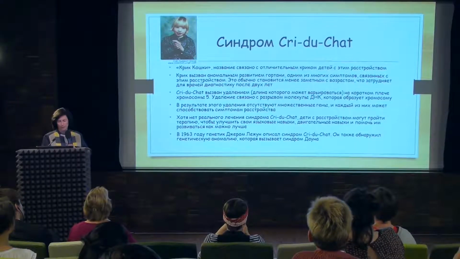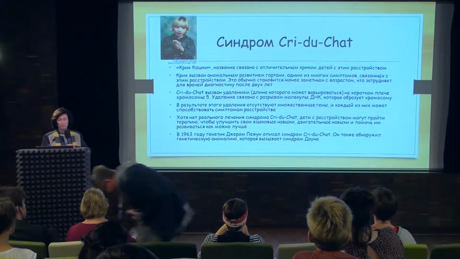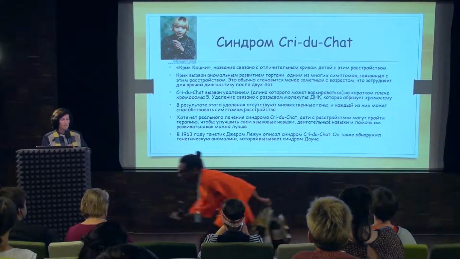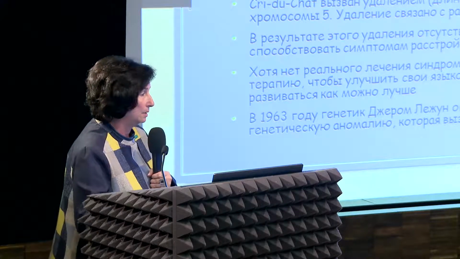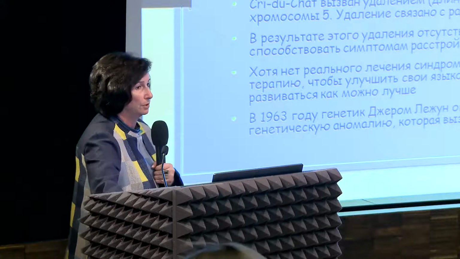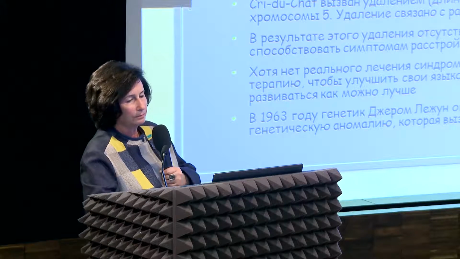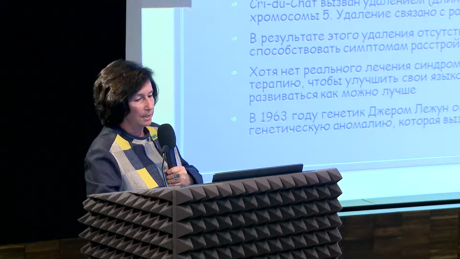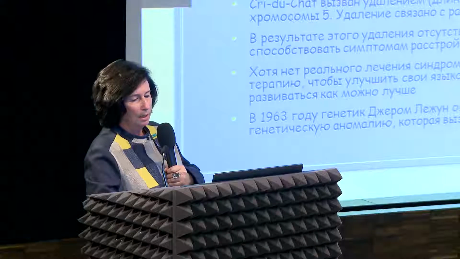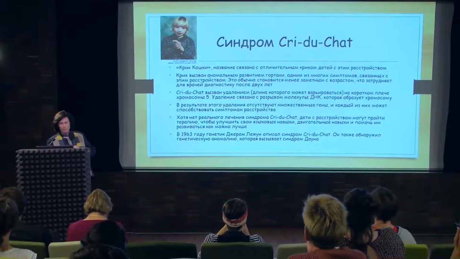Another interesting disease discovered by Jérôme Lejeune, the cri du chat syndrome, the syndrome of the cat's cry. It is hard to diagnose after a certain age because the structure of the vocal tract changes with age, and that's why the diagnostics becomes complicated. Depending on the genes that are missing, the symptoms may be different.